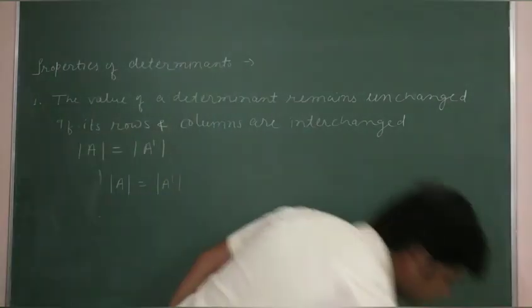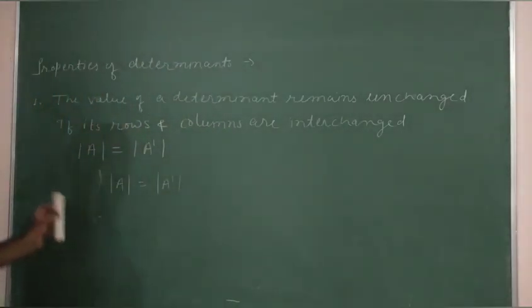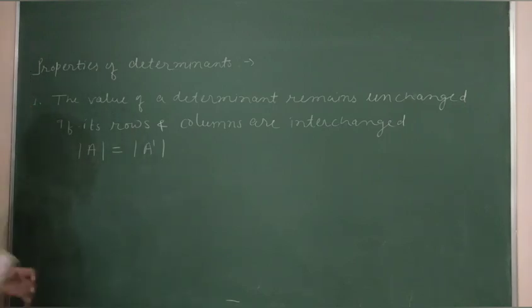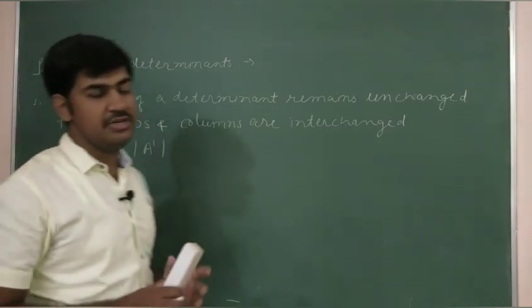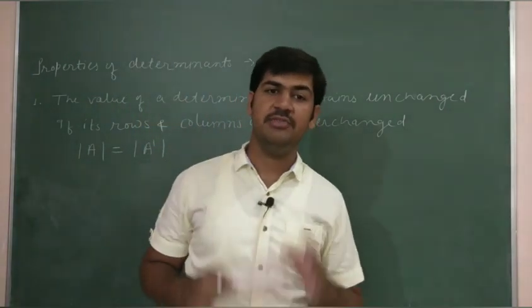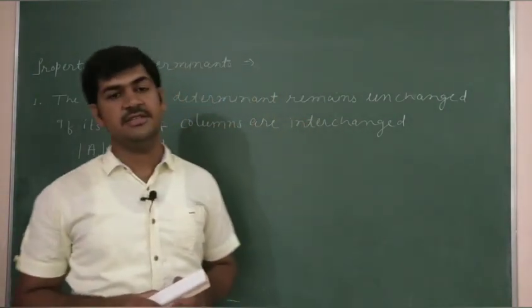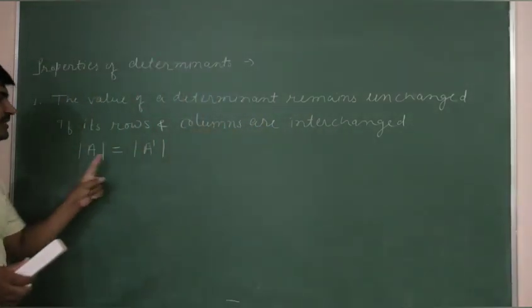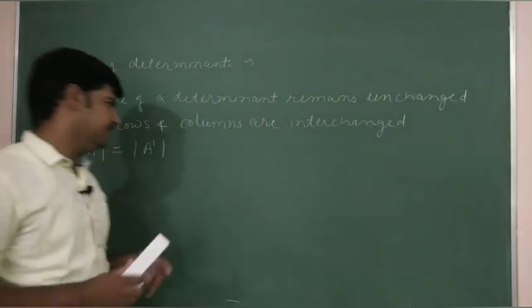We will verify this property by taking some examples. So what is the property you have to keep in your mind? What is the first property of determinants? The value of a determinant remains unchanged if we interchange its rows and columns. That is, the determinant of A is equal to the determinant of A dash.